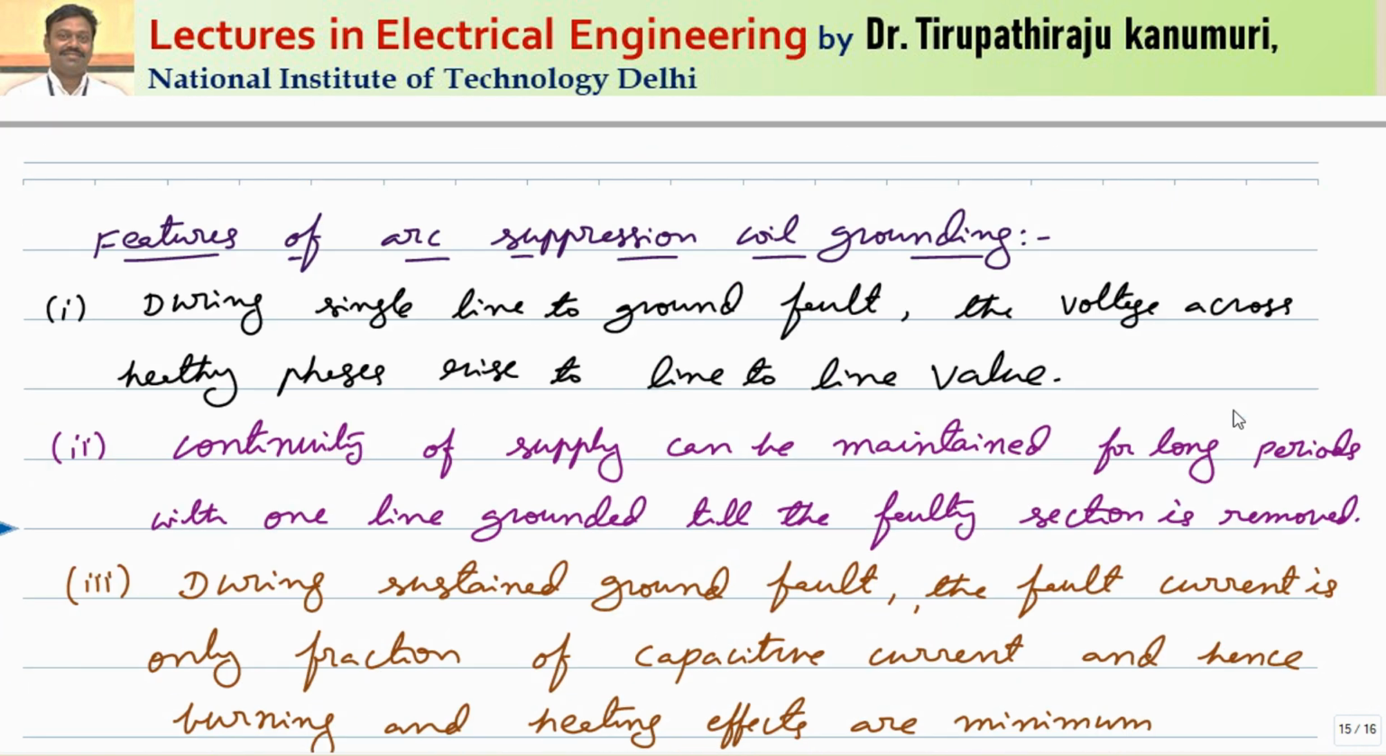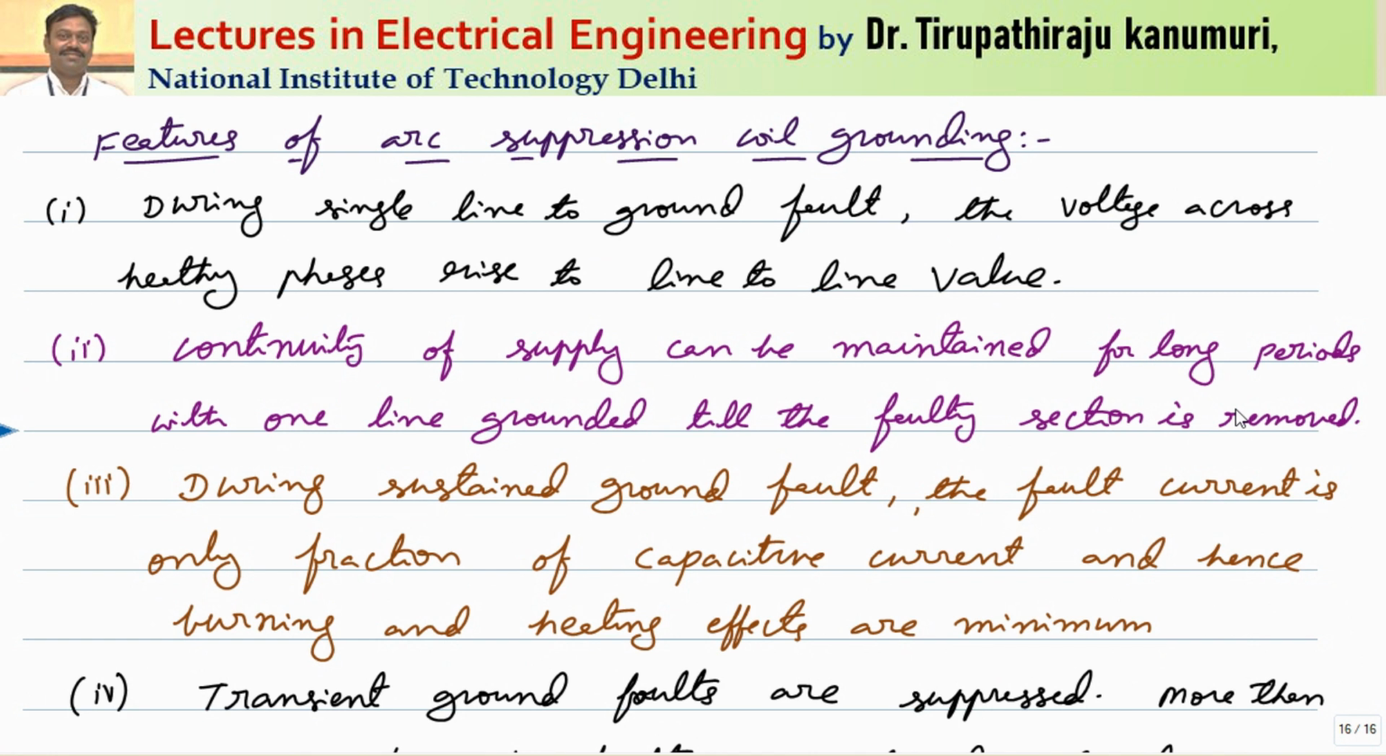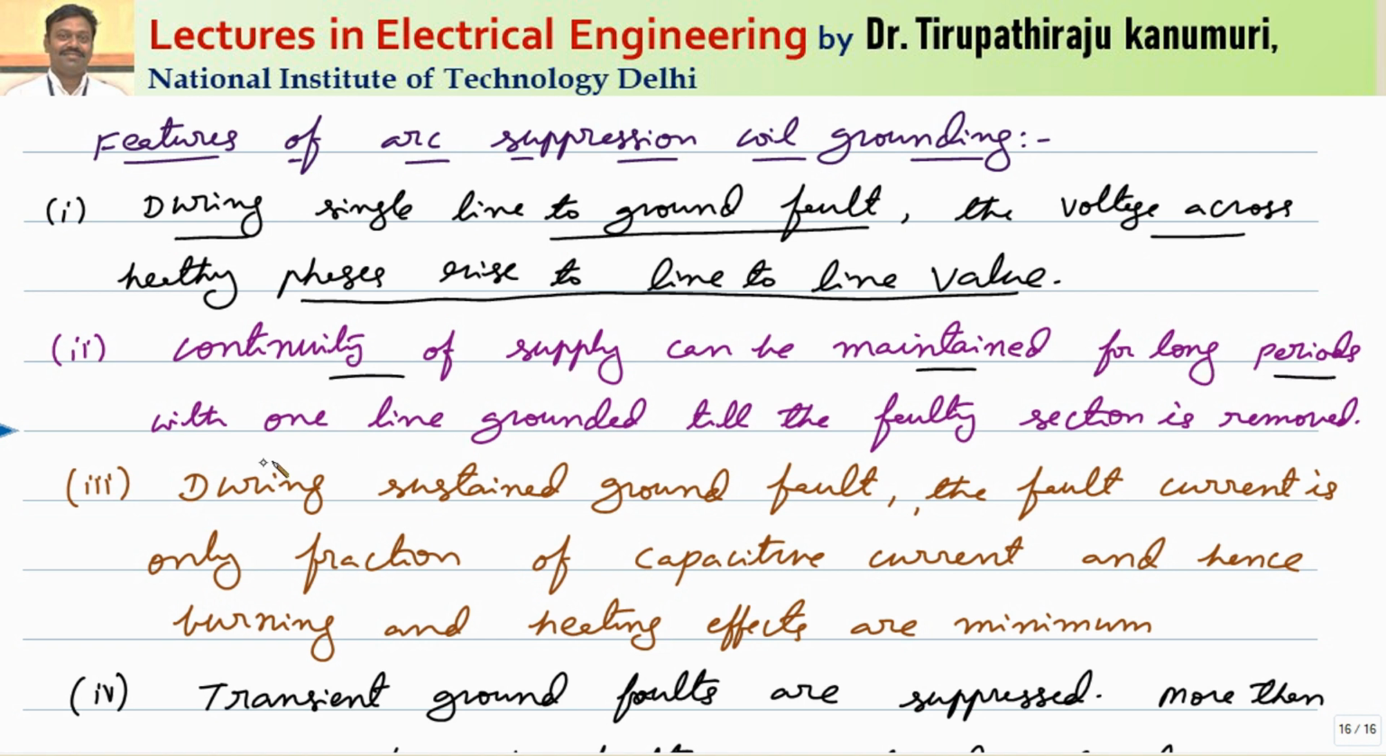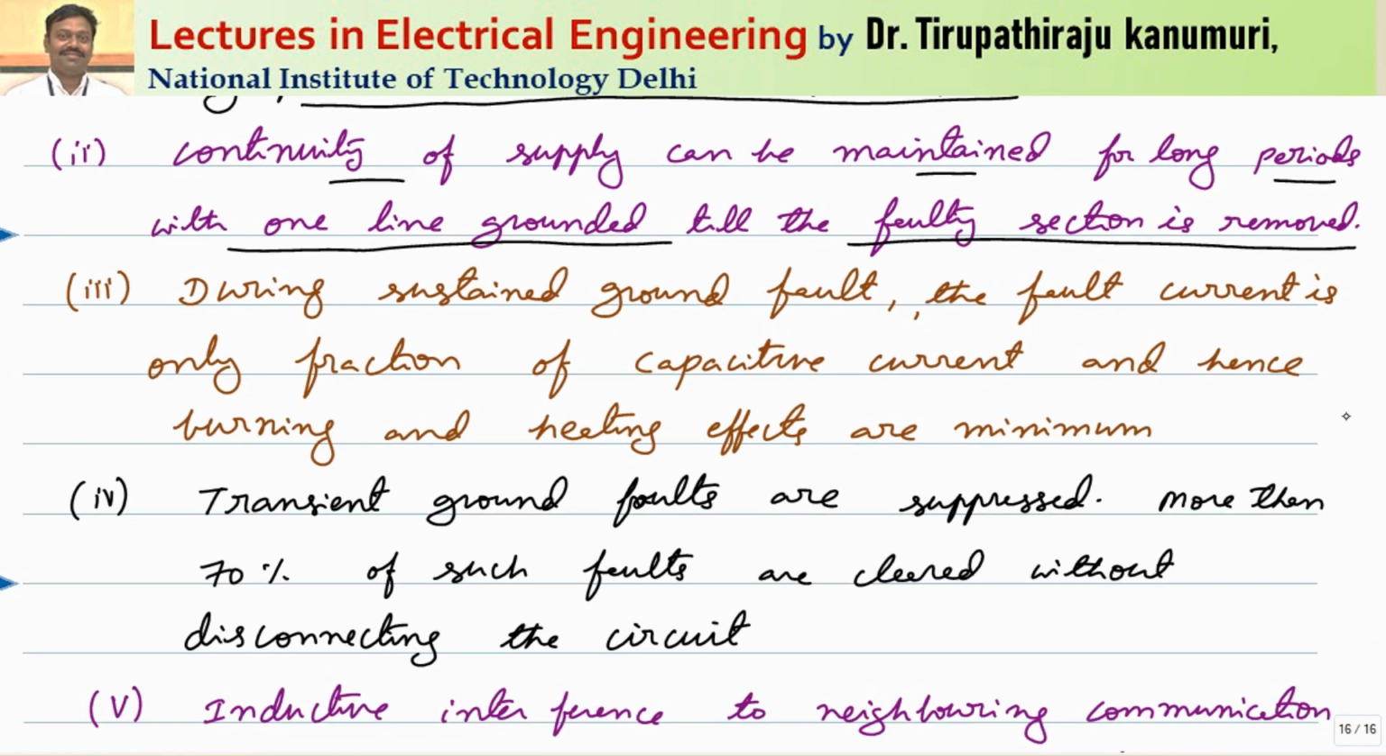So let us try to summarize what we have observed till now. The features of the arc suppression coil grounding: during the single line to ground fault, the voltage across the healthy phases rises to line value. The continuity of supply can be maintained for long periods with one line grounded till the faulty section is removed. It can be either removed automatically, that is using the normal rating, that is 10 minutes, or it can be detected by the personnel instead of the circuit.